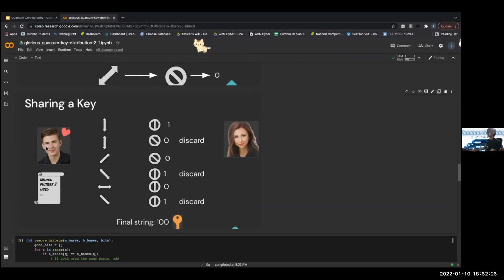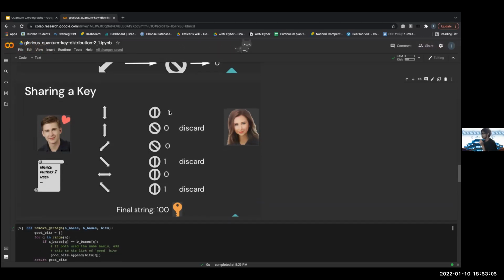After Aaron sends over all of the photons, they're going to compare which filters they used, and then discard the ones that were wrong guesses on Sharon's side. So for example, that second photon over there is a vertically polarized one. Sharon guessed and used a diagonal filter, which it shouldn't have been, so they're going to discard that. But at the end, they are both going to have a string of digits that are the same for both of them.